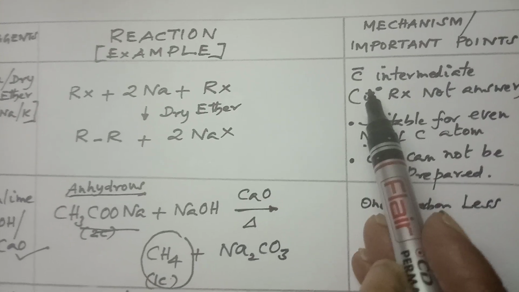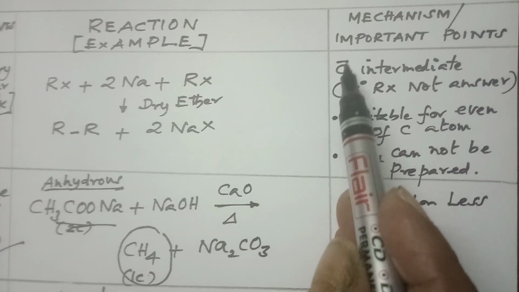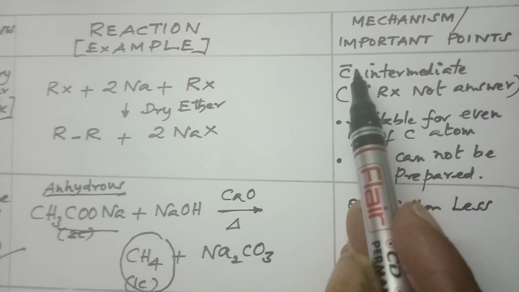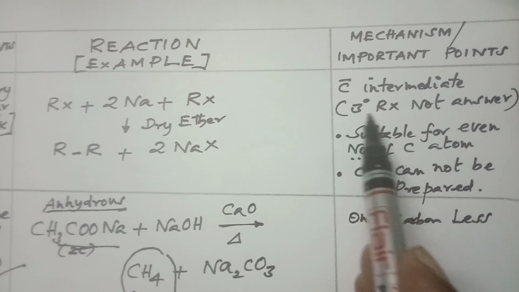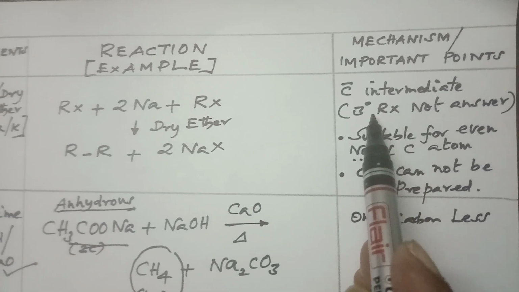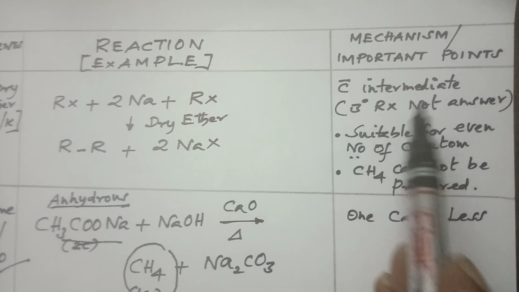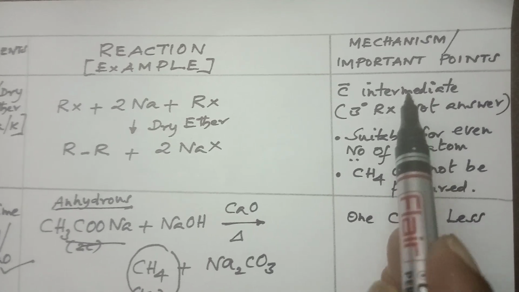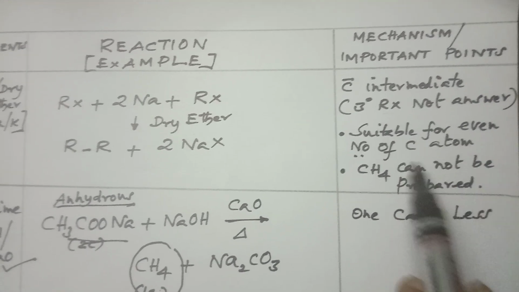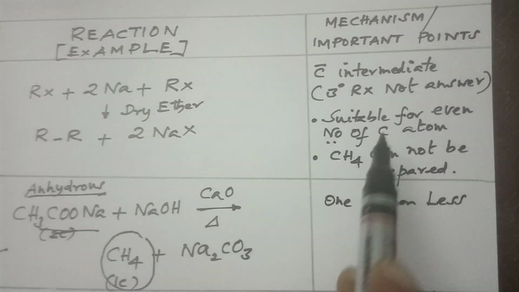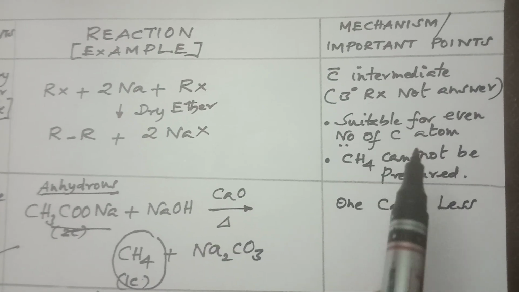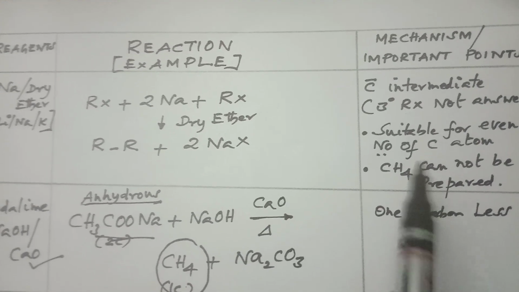Here the important point is that in Wurtz reaction, a carbanion, carbon with a minus charge, is the intermediate. So automatically a tertiary anion is not stable. So tertiary alkyl halide does not undergo the Wurtz reaction, point number 1. Number 2, it can prepare alkanes with an even number of carbons. Number 3, methane cannot be prepared. So regarding Wurtz, these points are either new to you or need to be focused on.